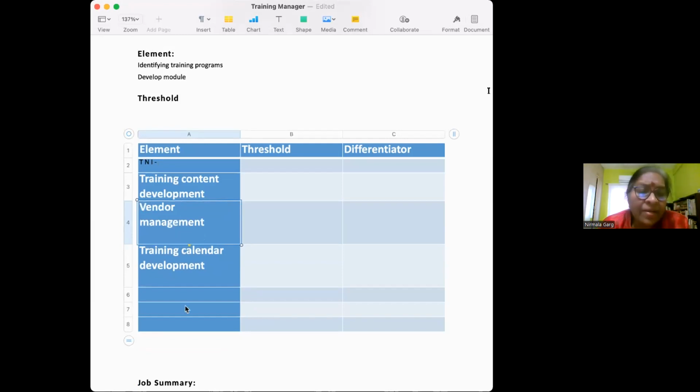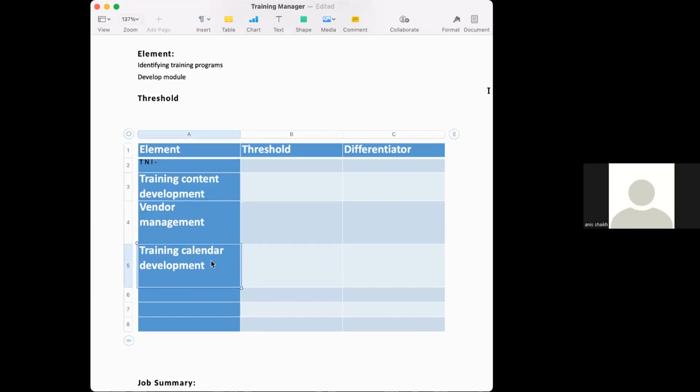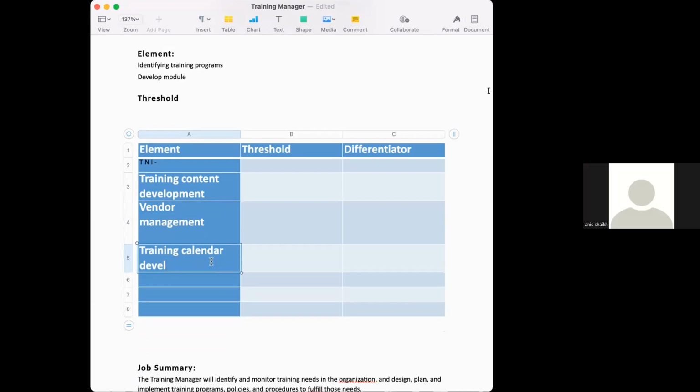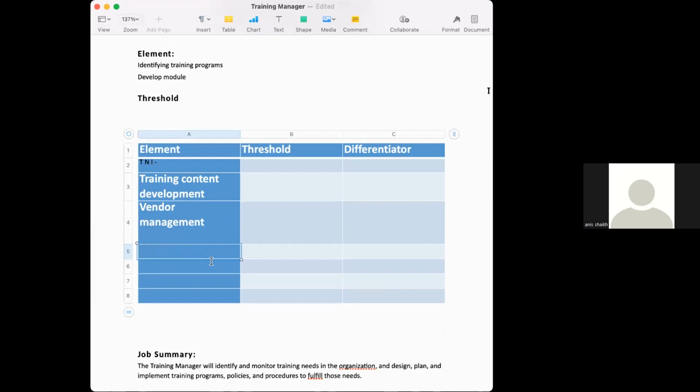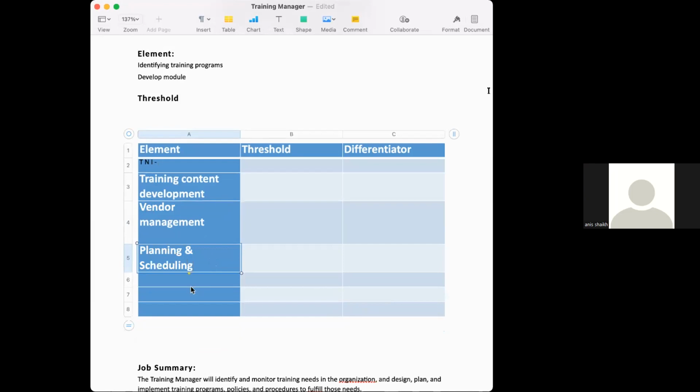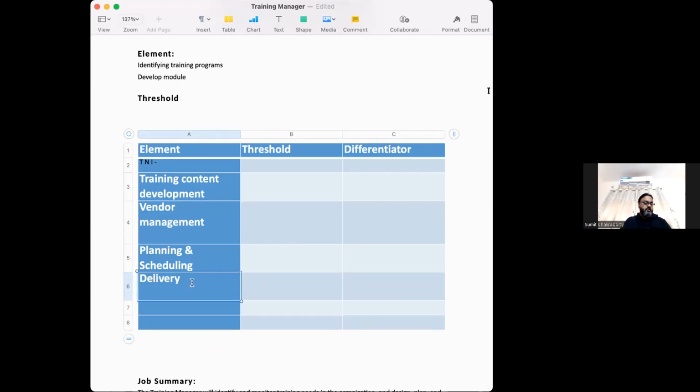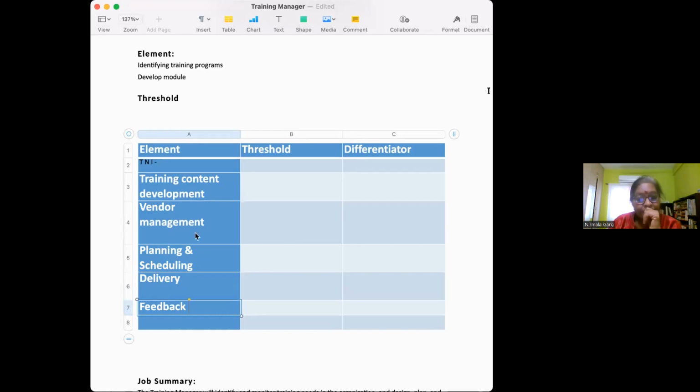So can I say training calendar development will be like planning and scheduling trainings? Yeah, it's a broader way. There'll be a lot more activities in that, no? Yeah, sure. Training planning and scheduling. Delivery. Then evaluation. So in training content design, you can also add design and content development.